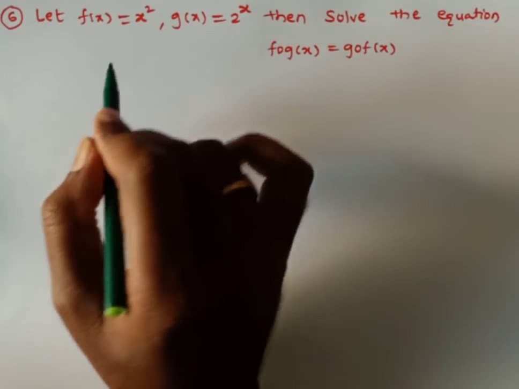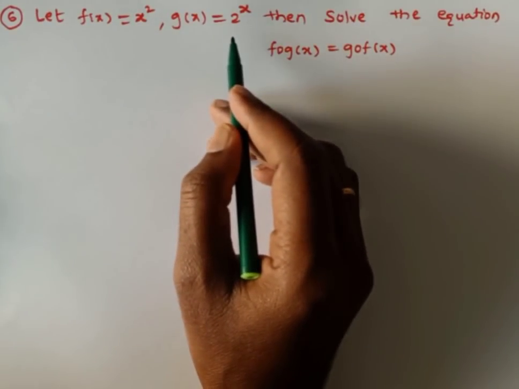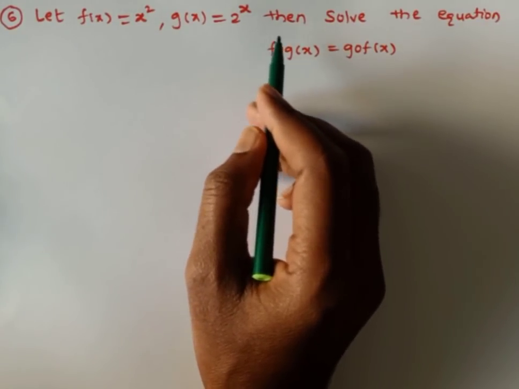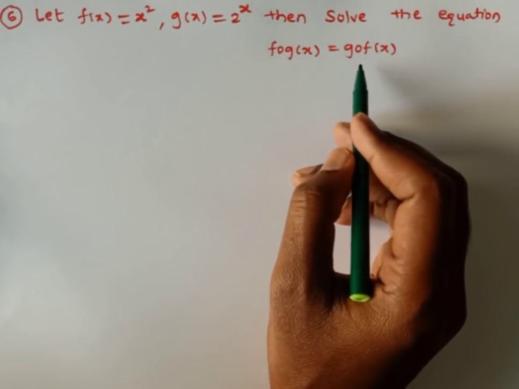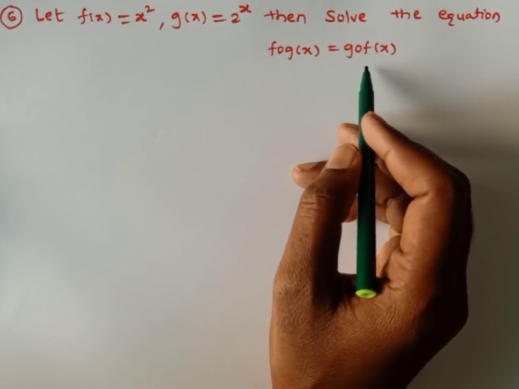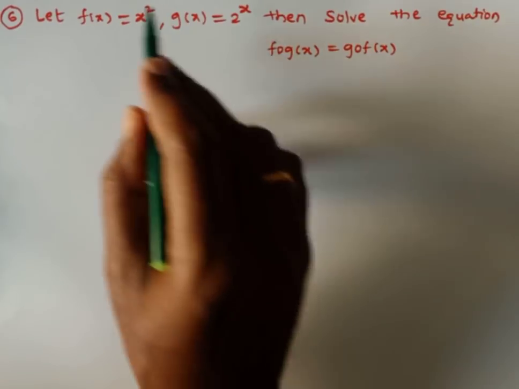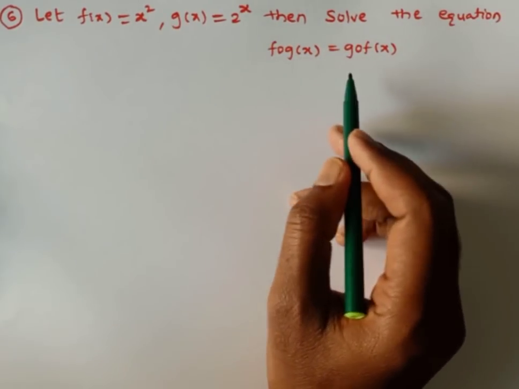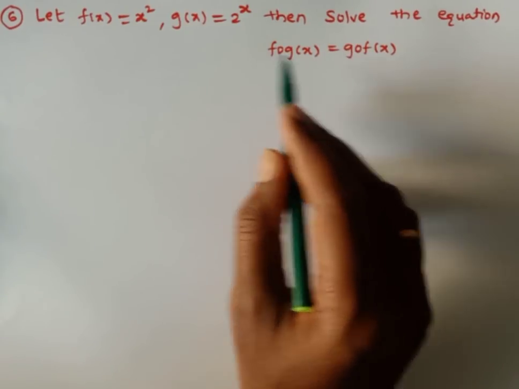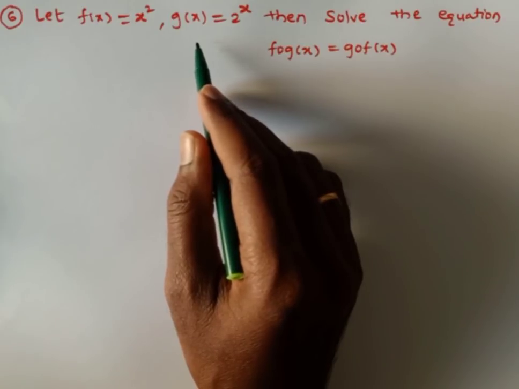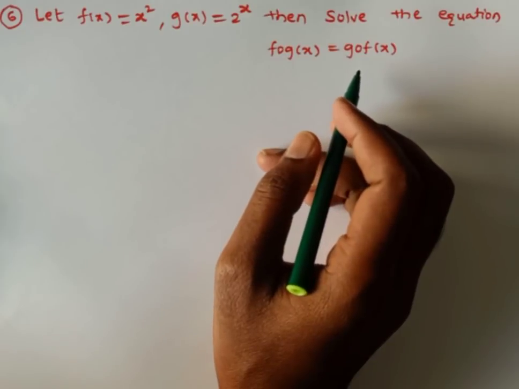Sixth problem from Roman 3. Here let f of x is x square and g of x is 2 to the power of x. Then solve the equation f compose g of x is equal to g compose f of x. So here we are supposed to find the value of x, not f circle g of x and g circle f of x. So here, if this contains an equation in terms of x, just solve for x by simplifying this f compose g and g compose f, right?